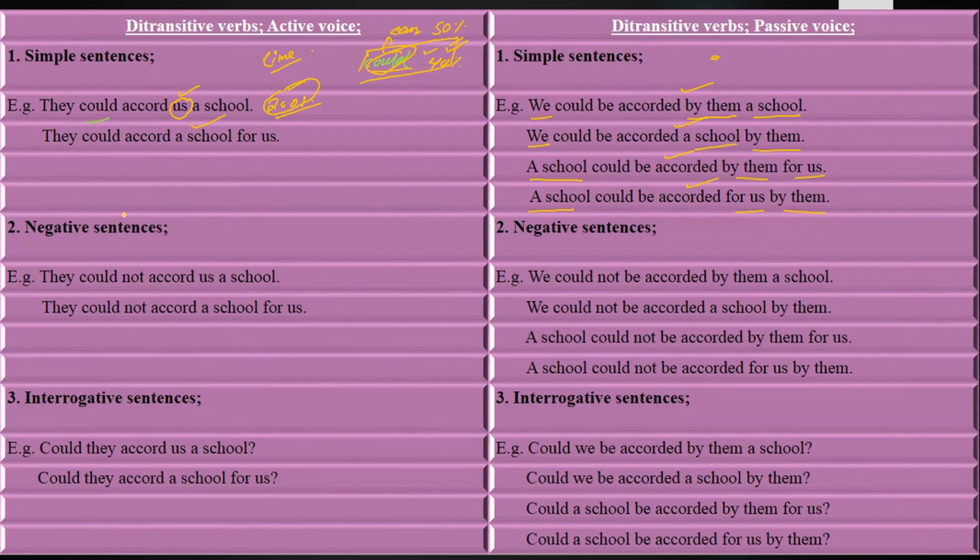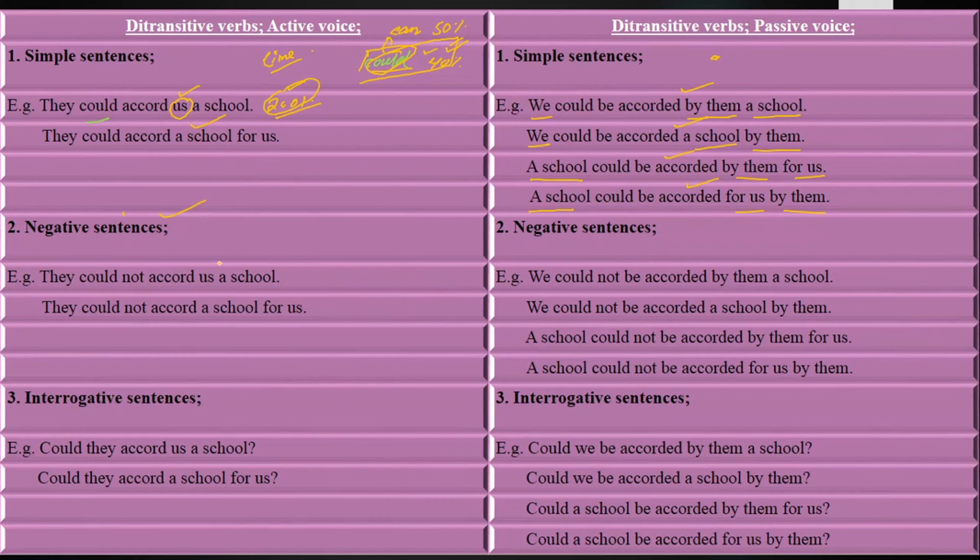Negative sentences. Now, okay, first we'll be discussing how we change the simple sentences. We could be occurred by them a school, we could be occurred a school by them, a school could be occurred by them for us, a school could be occurred for us by them. Next we have got the negative sentences. Those sentences in which we deny the statement, reject the statement, and refuse the statement.